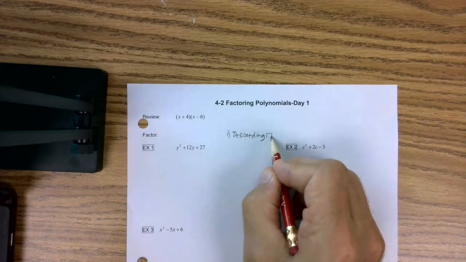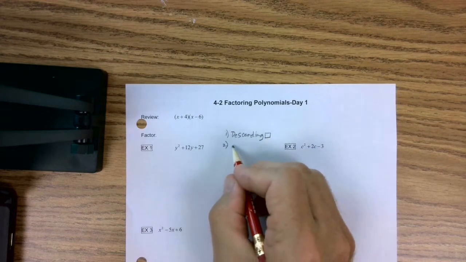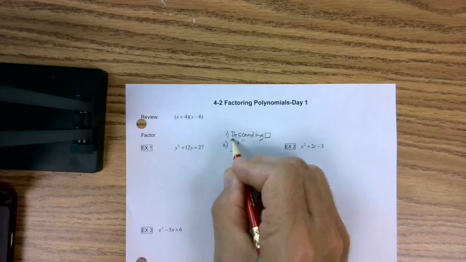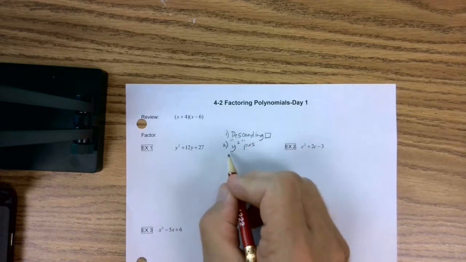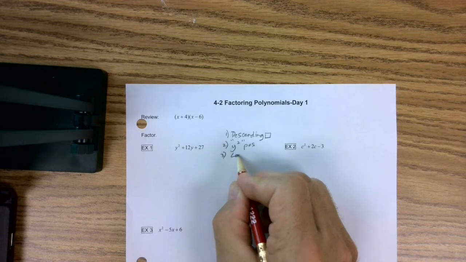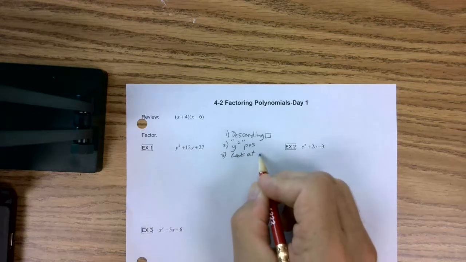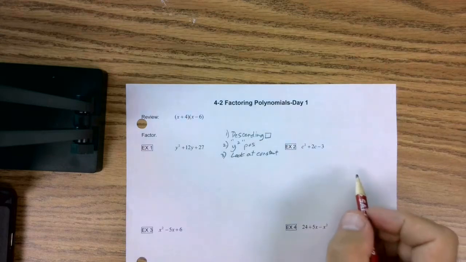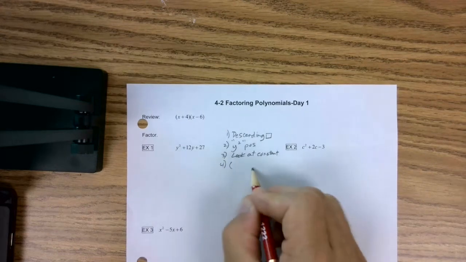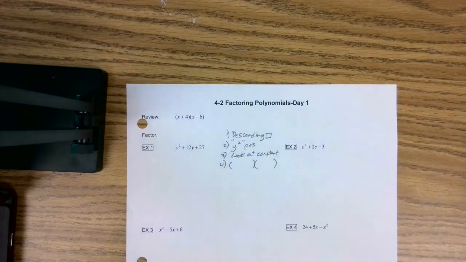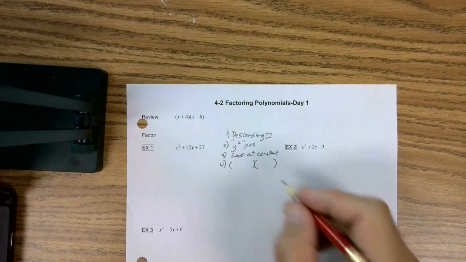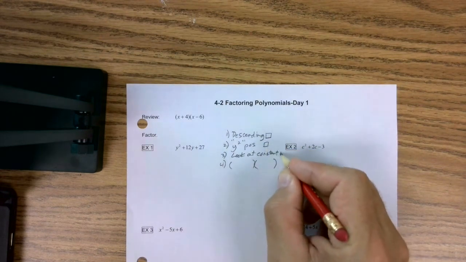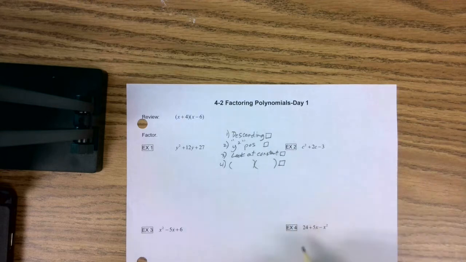Okay, I'll even put a box right there. Number 2, make sure your y squared is positive. And number 3, you're going to look at your constant for the proper factors. And then I guess the 4th step is you're going to build your 2 binomials. All right, so let's go down this little list and let's make little boxes.